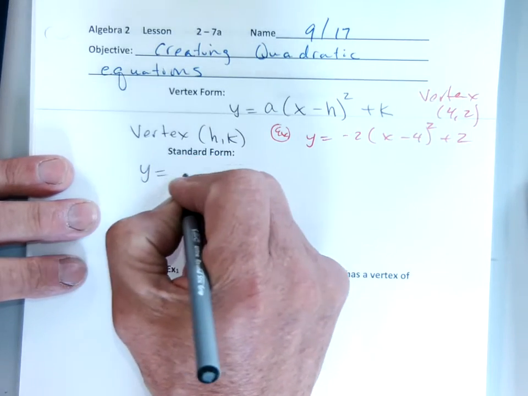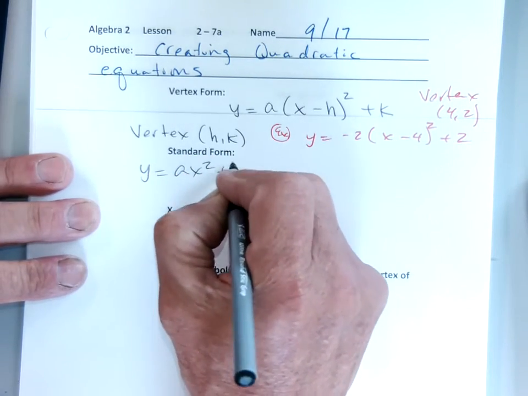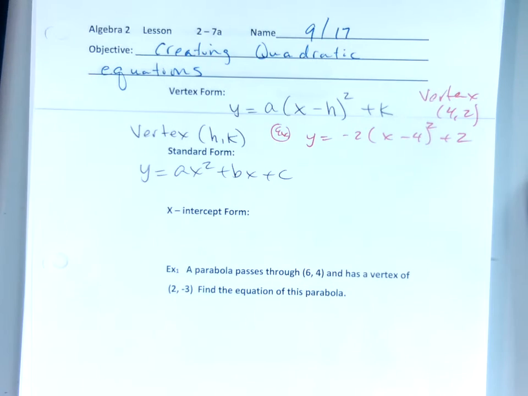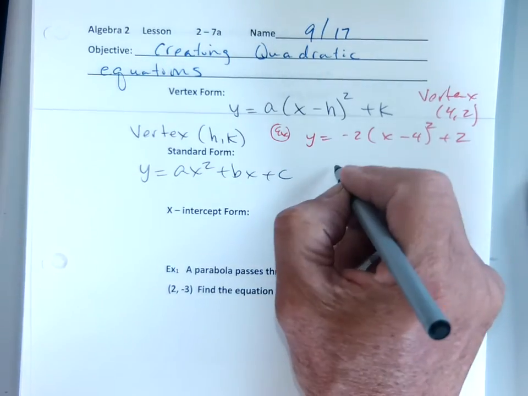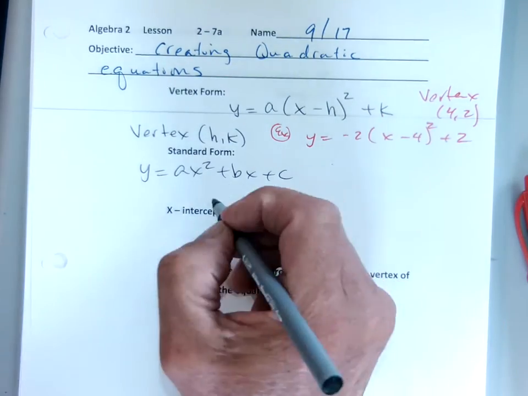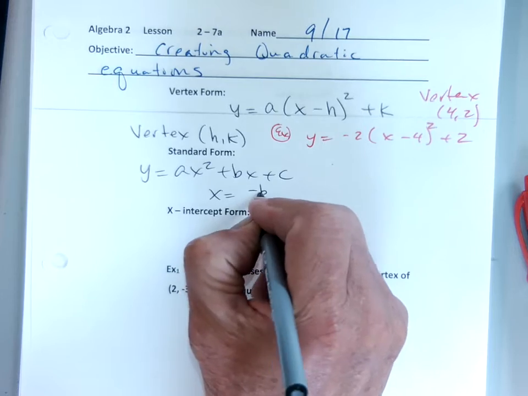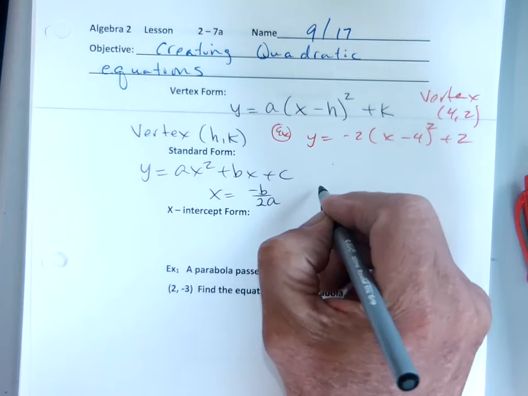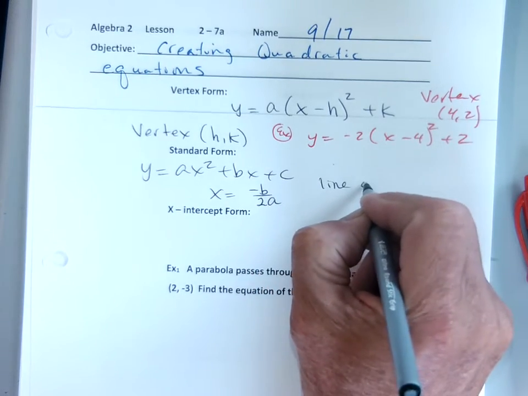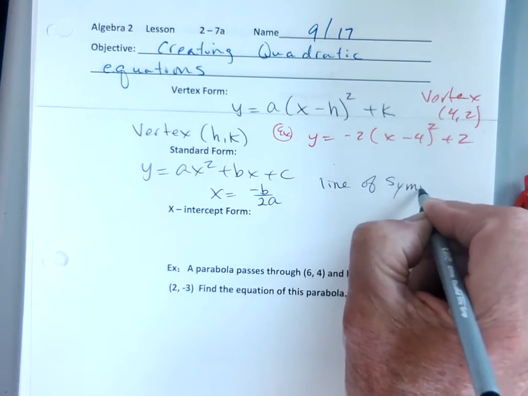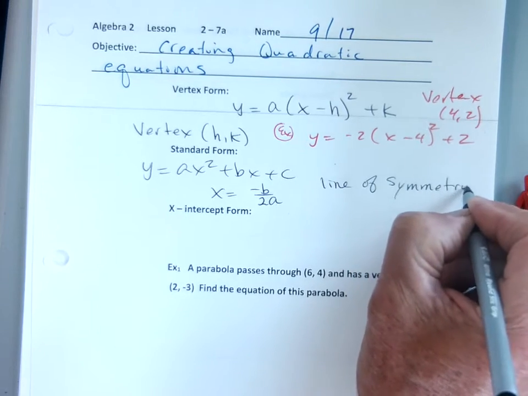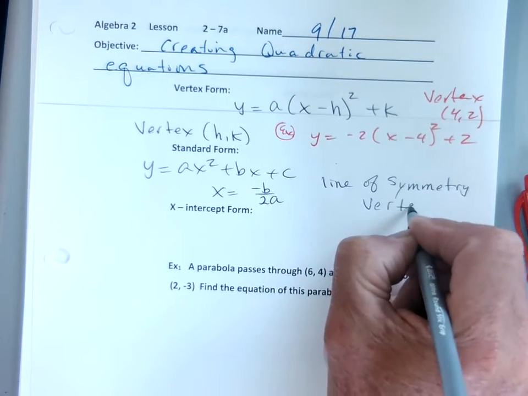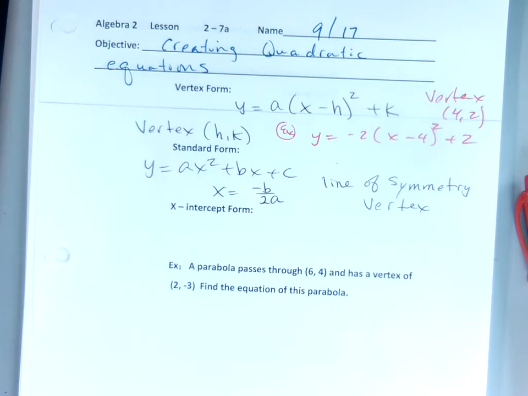Standard form is y equals ax squared plus bx plus c. Standard form, you need this formula. You need x equals -b over 2a. That's the little formula you need to find the line of symmetry and the vertex. And like Emily said, once you find that answer, you plug it in. So you get your answer and you plug it in.